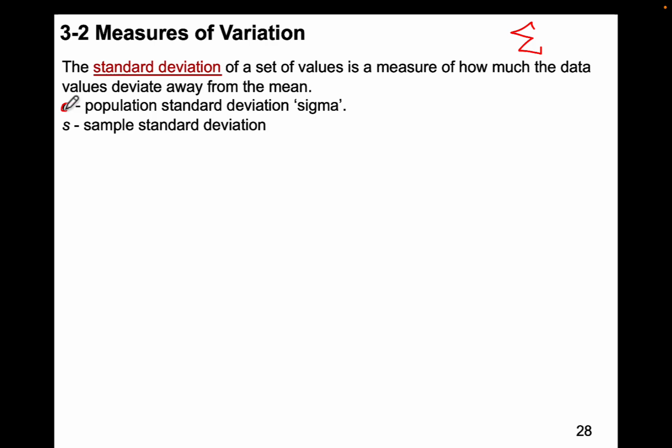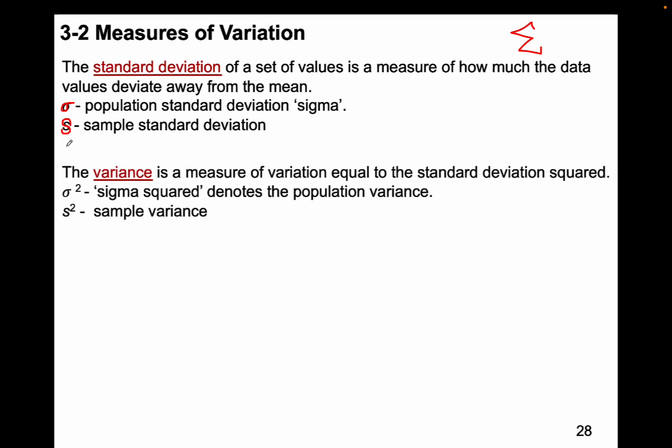So this lowercase sigma is always for the whole semester. It's going to represent the population standard deviation. Lowercase s is going to represent a sample's standard deviation. So we do need to know the difference between them. There's a standard deviation based on the entire population, as well as a standard deviation based on just a sample. Sigma will be for the population, s will be for the sample.